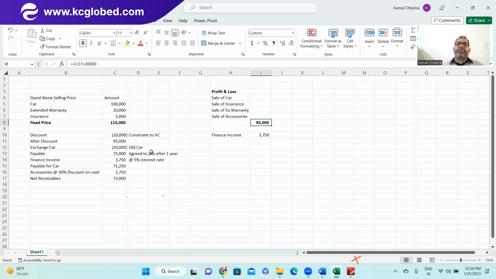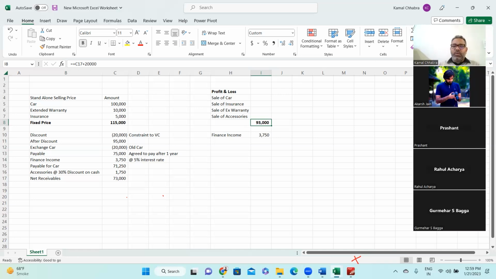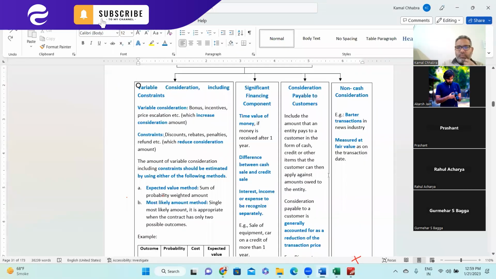Make sense, everyone? Yes, sir. Sir, why did you take 93,000 in sales? That's my doubt. 73,000 plus 20,000 for exchange of old car, fair market value of the old car, right? So that also you are getting, no? Yes. So fair market value of that also you need to add, right? Okay, thank you. So this is all about the transaction price side.